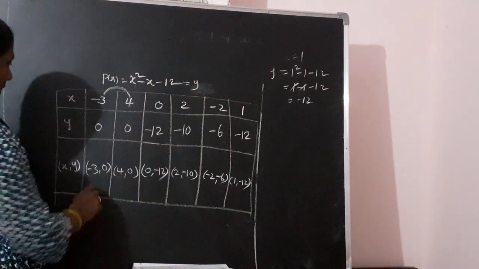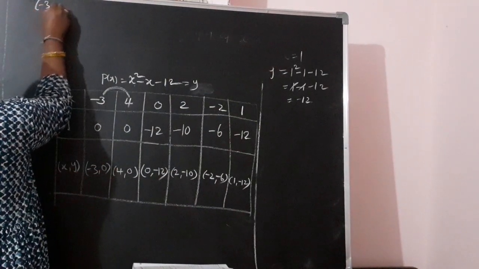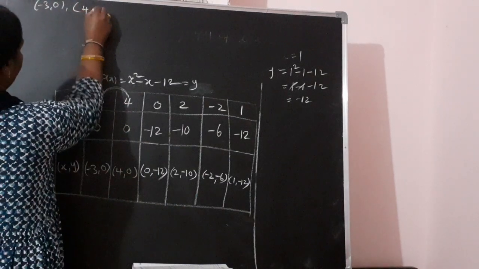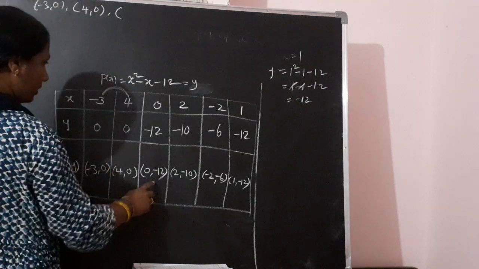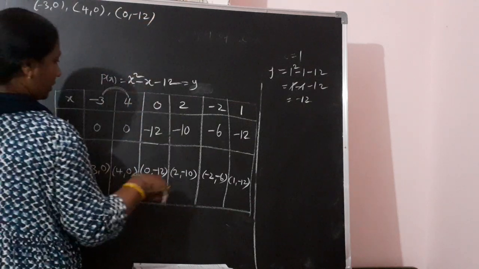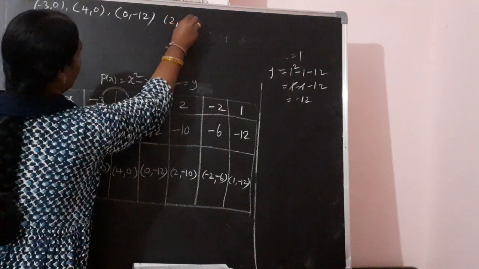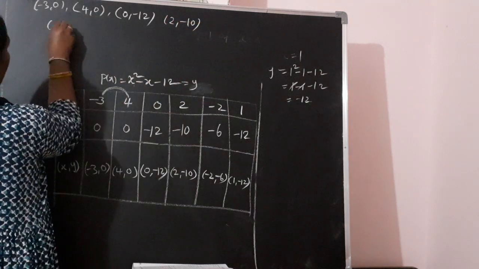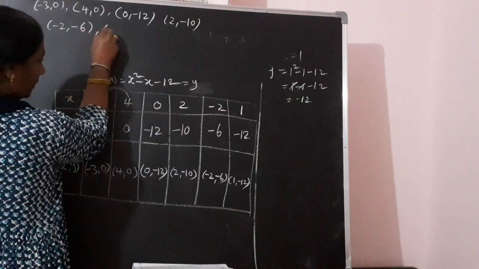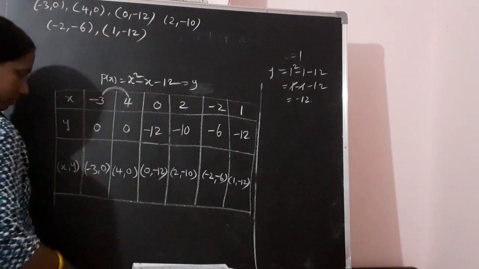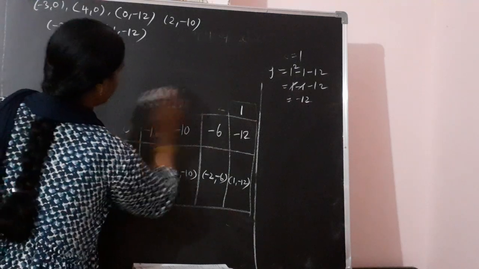So I am taking all of these: minus 3 comma 0. Next 4 comma 0. Next 0 comma minus 12. Next 2 comma minus 10. Next minus 2 comma minus 6. Next 1 comma minus 12. Now let's draw the graph.